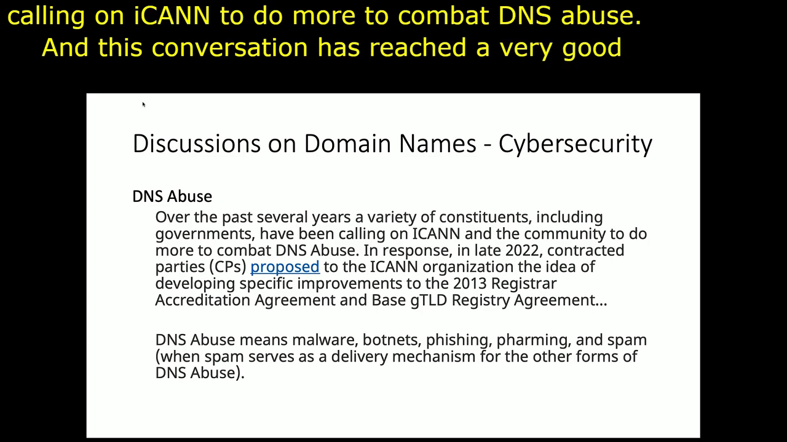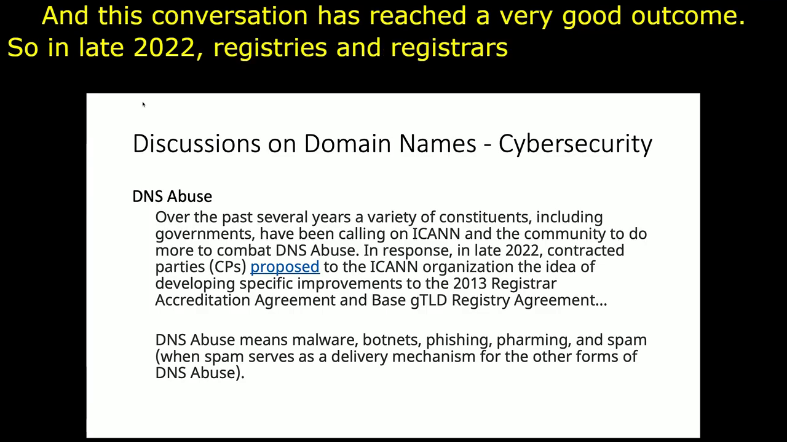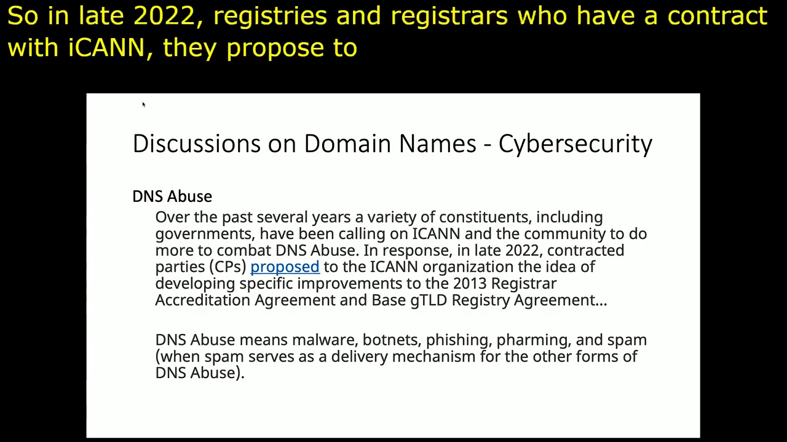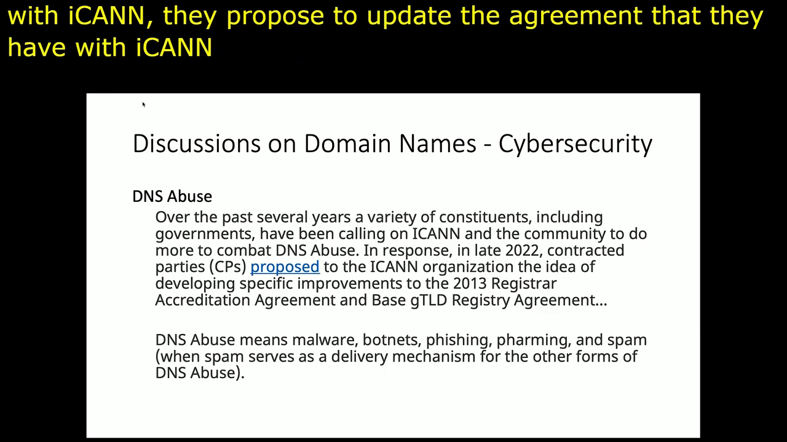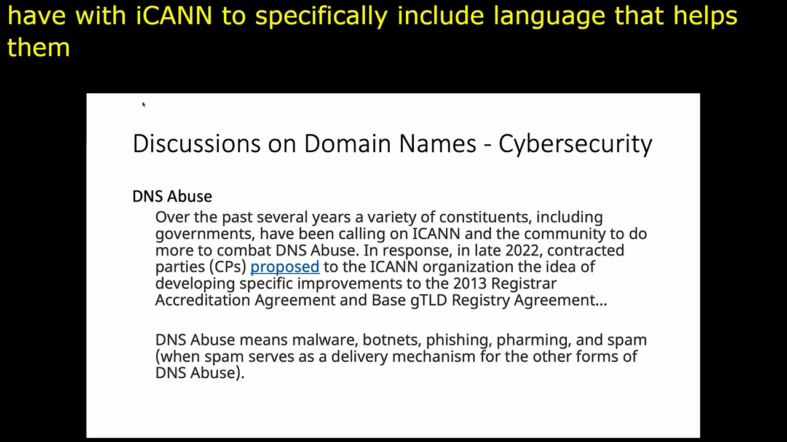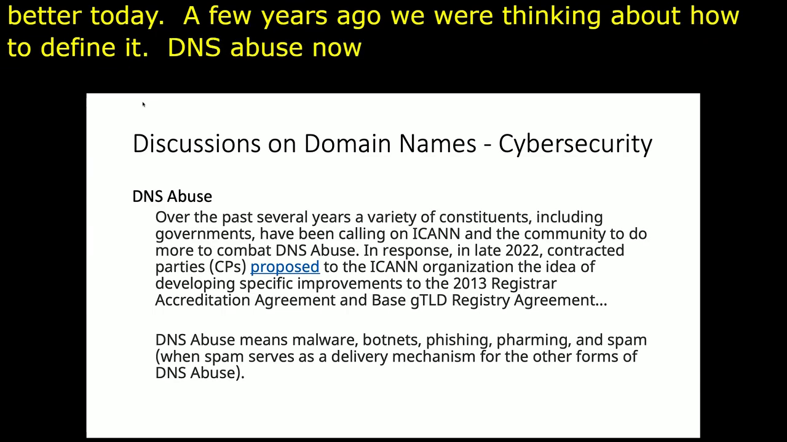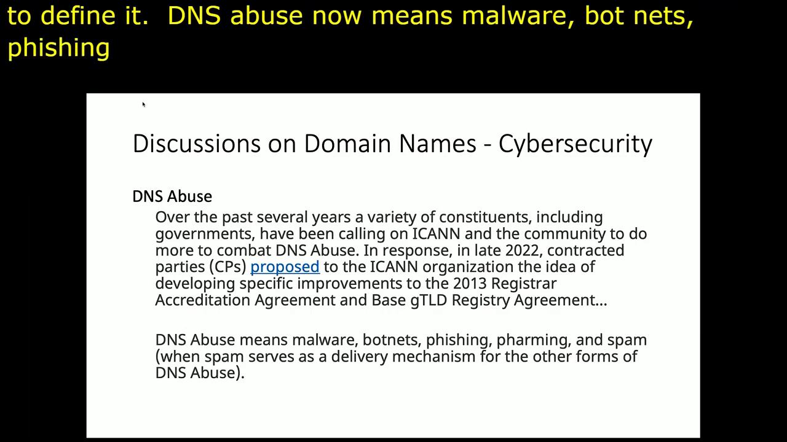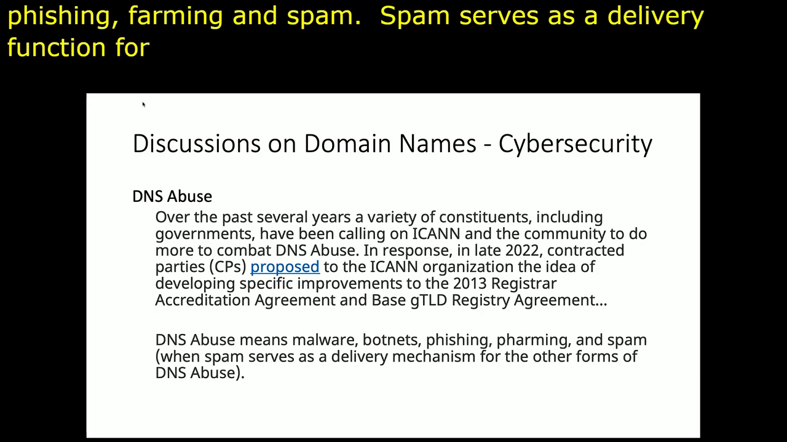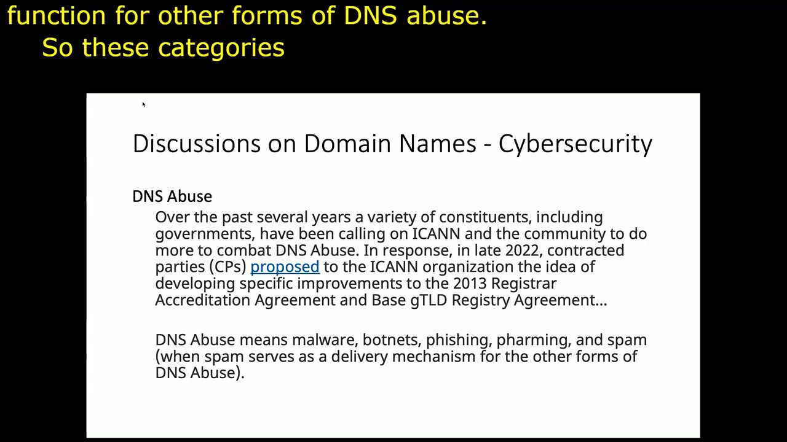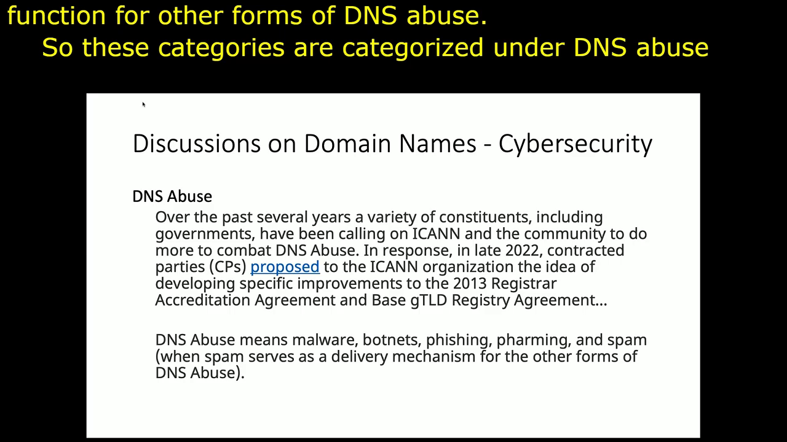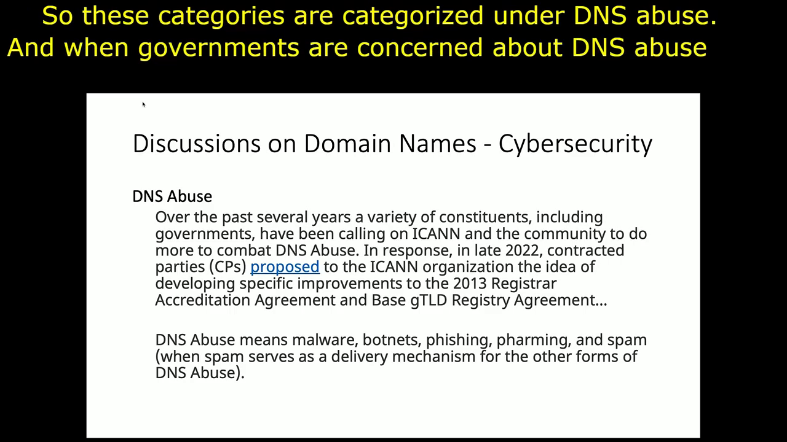So in late 2022, registries and registrars who have a contract with ICANN proposed to update the agreements they have with ICANN to specifically include language that helps them combat domain name system abuse. DNS abuse is also better defined today, when a few years ago we were still thinking about how to define it. DNS abuse now means malware, botnets, phishing, pharming, and spam. Spam in that it serves as a delivery mechanism for other forms of DNS abuse. So these categories are categorized under DNS abuse. And when governments are concerned about DNS abuse or cybersecurity, this conversation is something that they are part of.